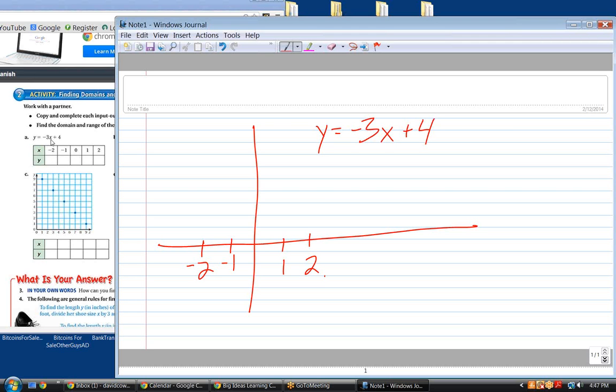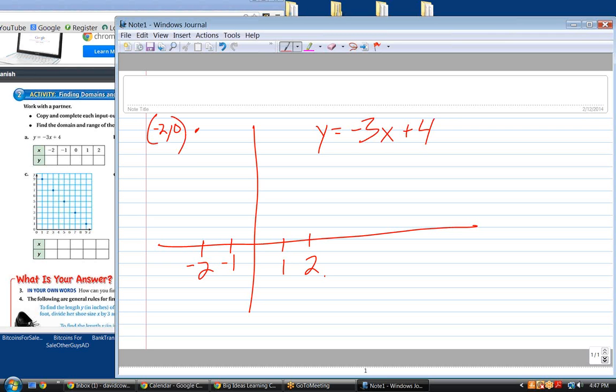Be careful. If x is minus 2, I have to plug it in there. So it's minus 3 times minus 2, which is plus 6. Oh, okay, so y is 10. Y is 10. Okay? So this value right here, minus 2 comma 10, that's 1 point.